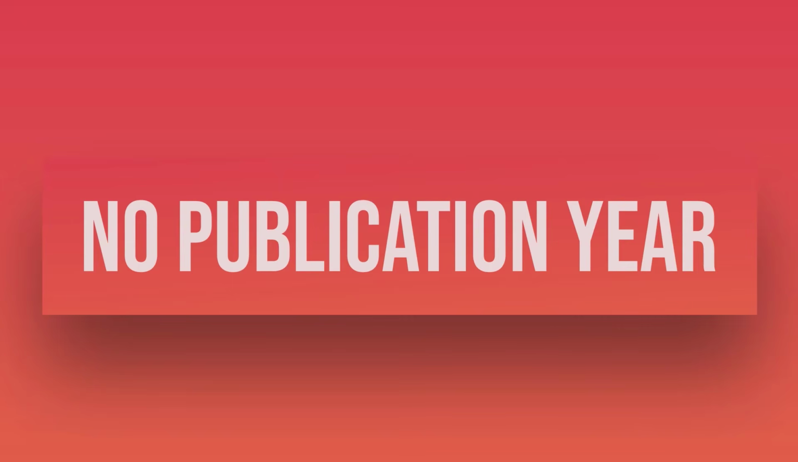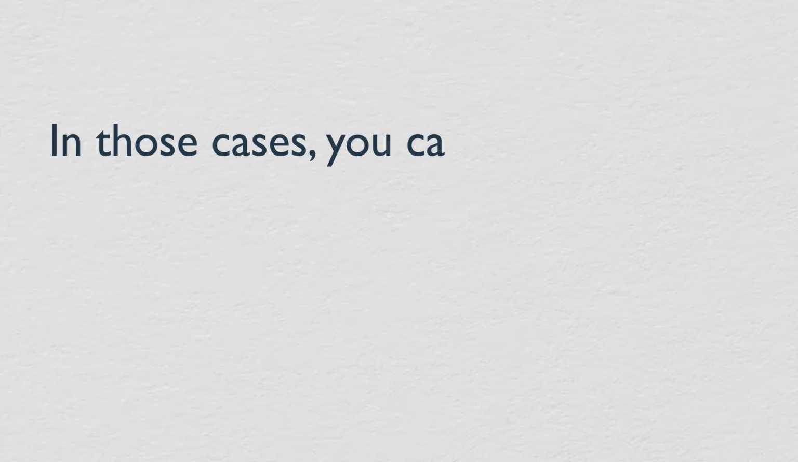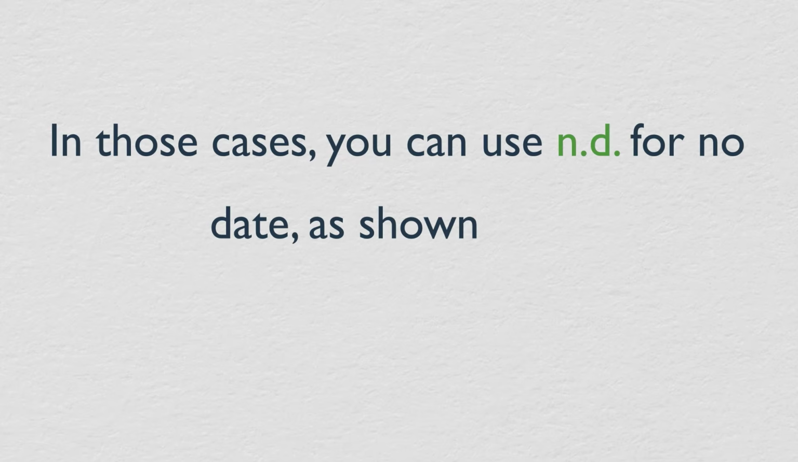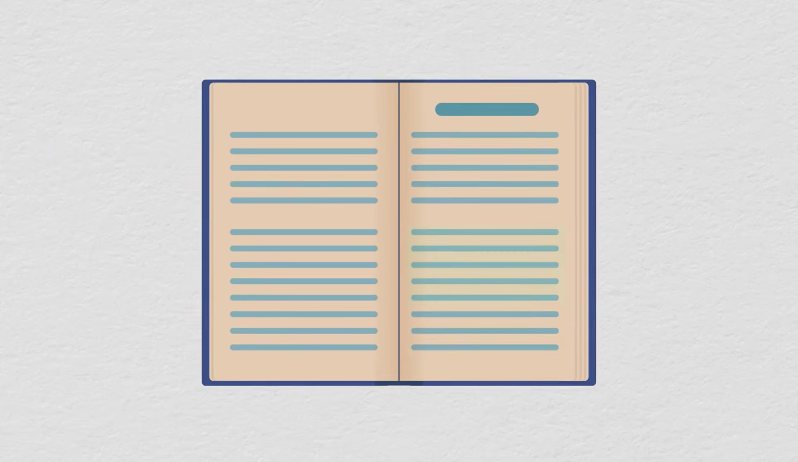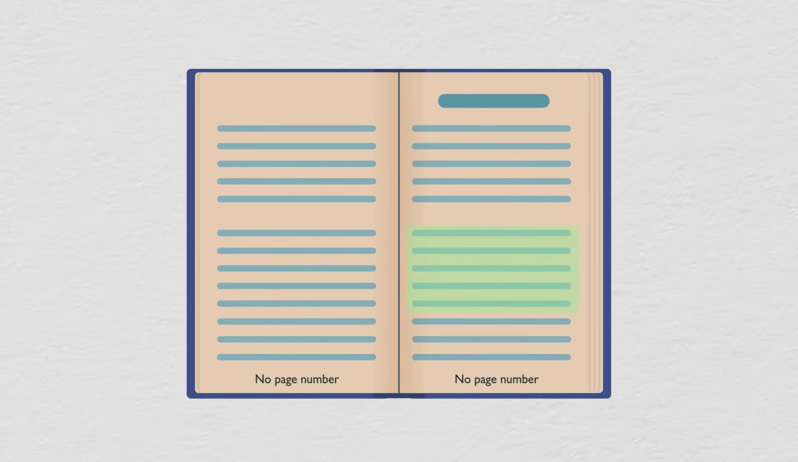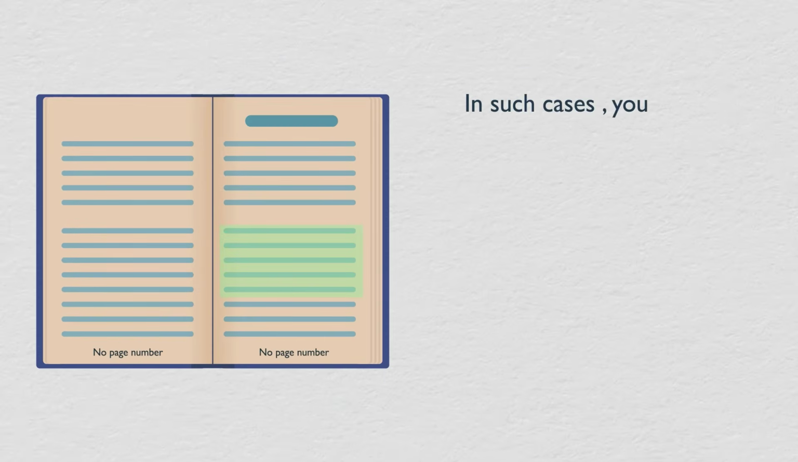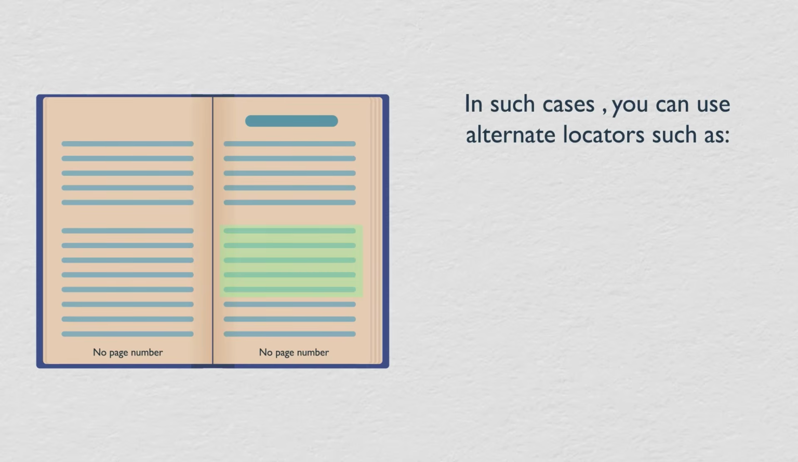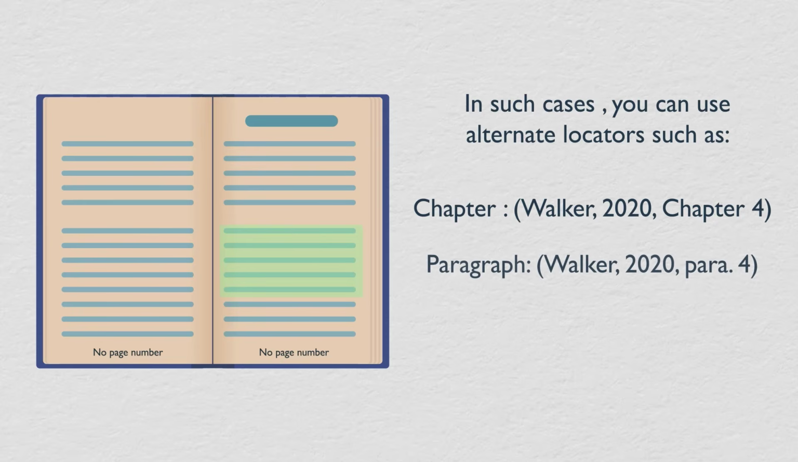Now, what can you do if you have no publication year? In those cases, you can use n.d. for no date as shown here. Sometimes you need to quote a specific passage, but your source does not have a page number. In that case, you can use an alternate locator. Those alternate locators could be chapter, paragraph, or timestamp.